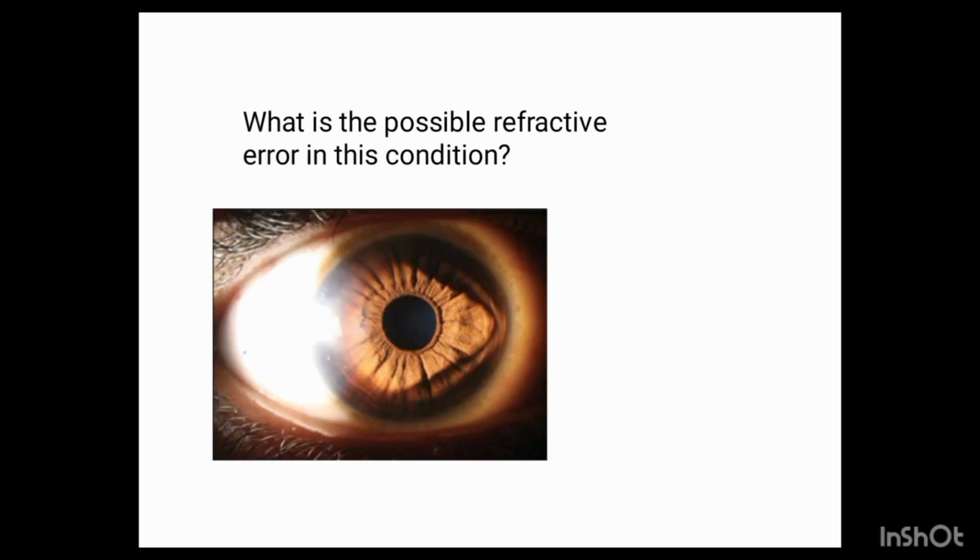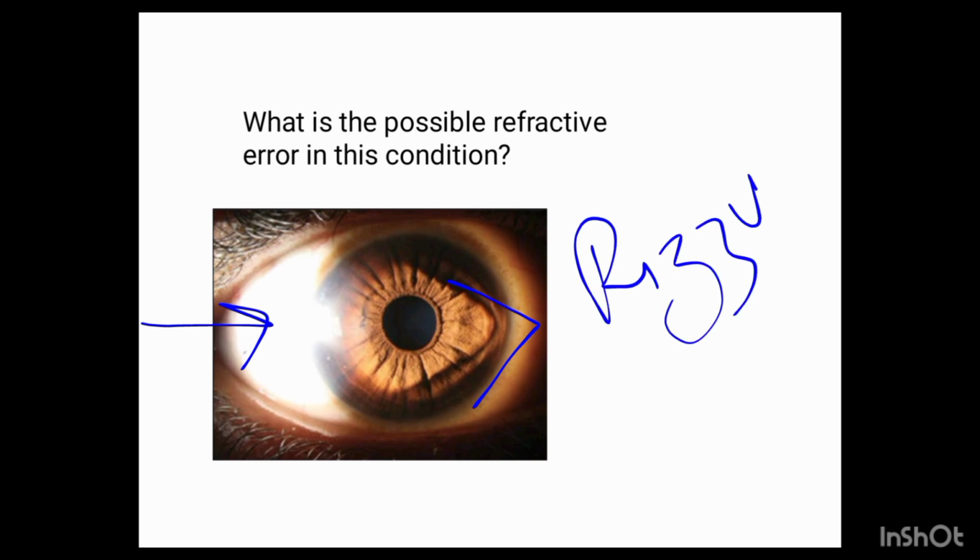Next question. What is the possible refractive error in this condition? Before answering this question, I need to know there is one more sign in this image. Can you please see the image? See, here the light is thrown from the temporal aspect of the limbus, and on the nasal aspect, you are seeing some arrowhead pattern, right? This is known as Rizzuti sign. Rizzuti sign gives us the diagnosis of keratoconus. So in keratoconus, what kind of refractive error do we see? We see myopic astigmatism.